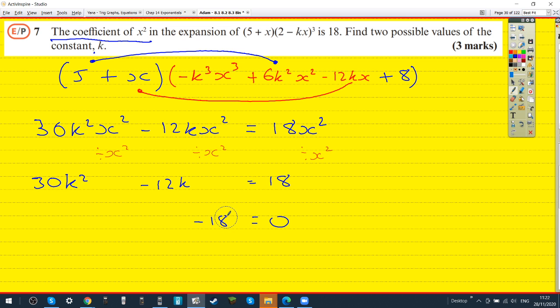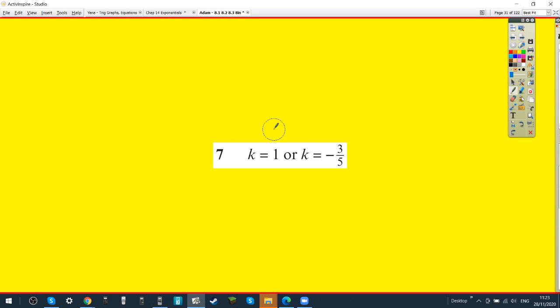Okay, so 30k squared minus 12k minus 18. So k1 equals 1, k2 equals minus 3 over 5. So those are the two possible values of the constant k. Great.